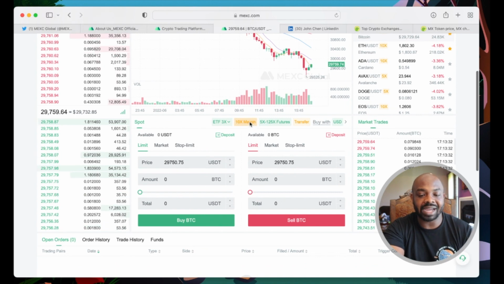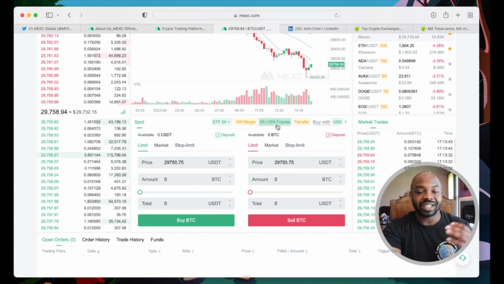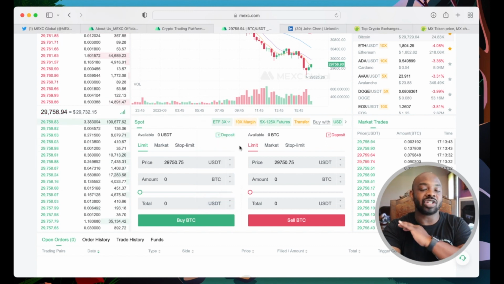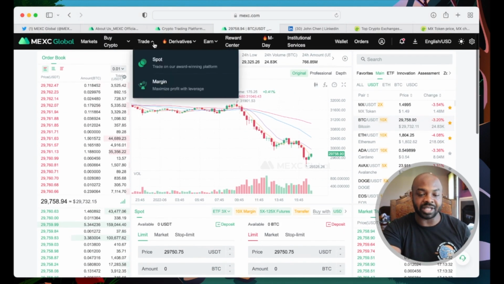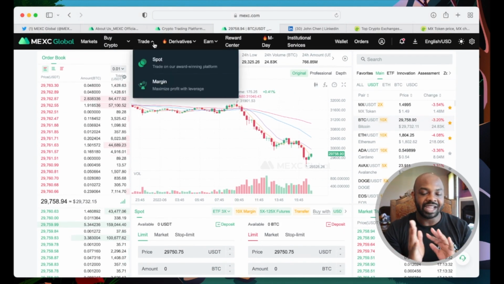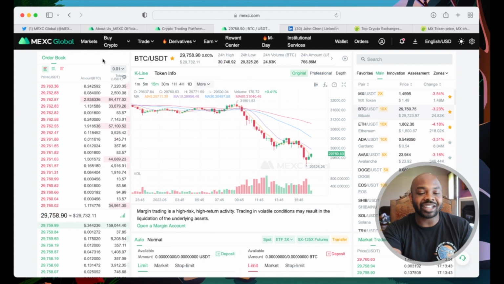Right here, you can buy and sell, and they have all type of futures. If you want to do shorts, you want to do longs. Now, disclaimer, I do not do any type of option trading. I don't do any of that type of stuff. I'm a Warren Buffett old head. I know what's going to happen with the market long term, not short term.